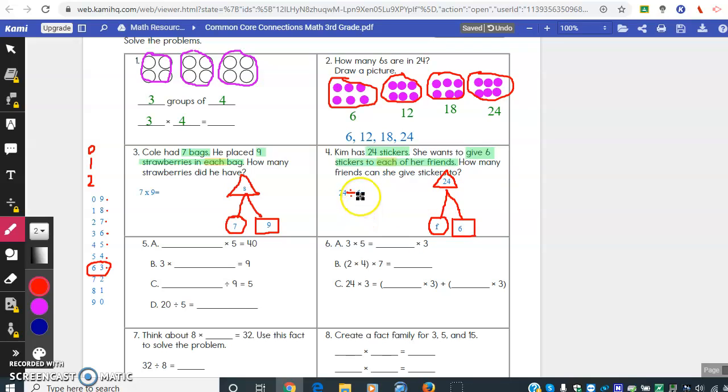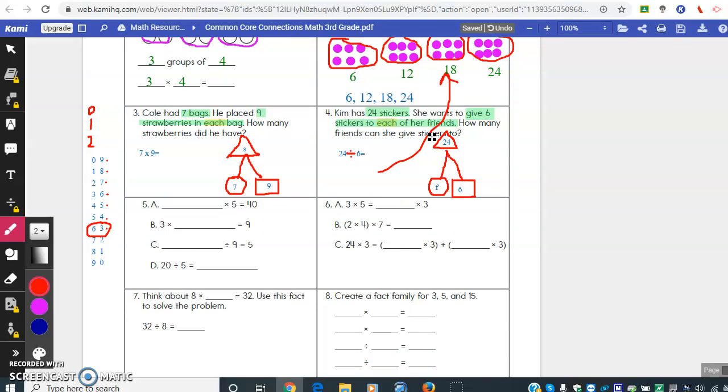So now you just have to count by sixes until you get to 24. And you can write those out if you want to, or you can look up here. Remember, we did this in question number 2. So you should know how many sixes make 24, right? So I'll leave that one to you.